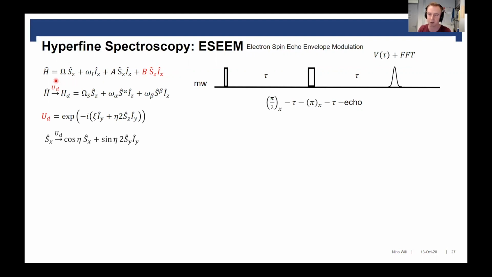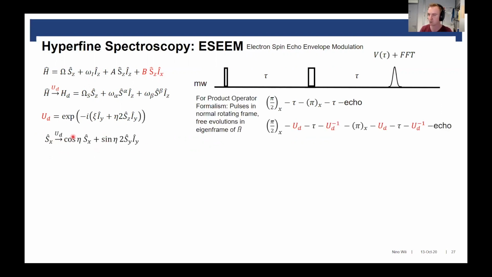But what you can do is transform the Hamiltonian into its eigenbasis. And there everything commutes. So there you could compute what happens in the free evolution times. But at the same time, you have to transform your excitation operator into the same frame. And then you have two different terms which do not commute. So what you have to do is, for every pulse, be in the normal rotating frame, and then transform to the eigenframe of the Hamiltonian to describe the free evolution.